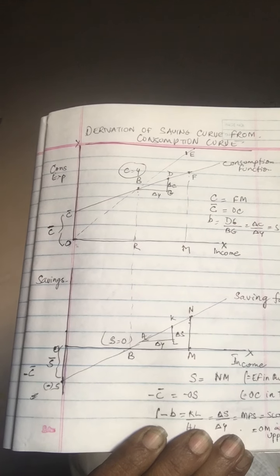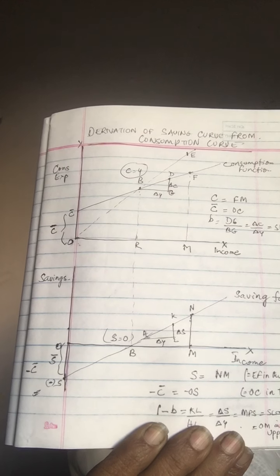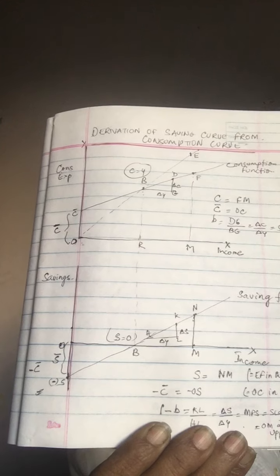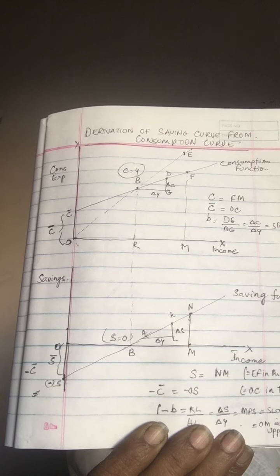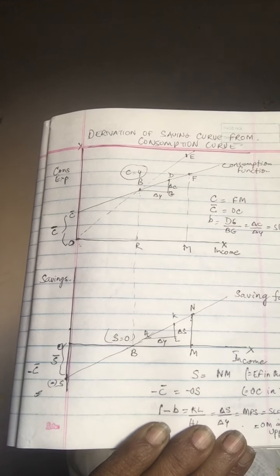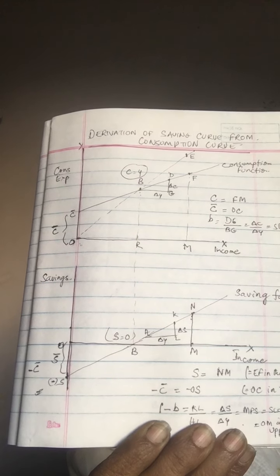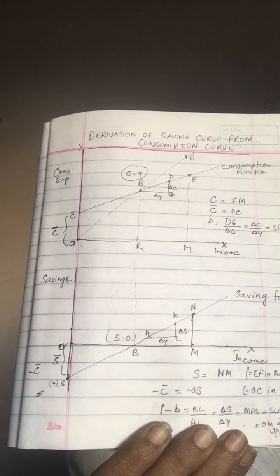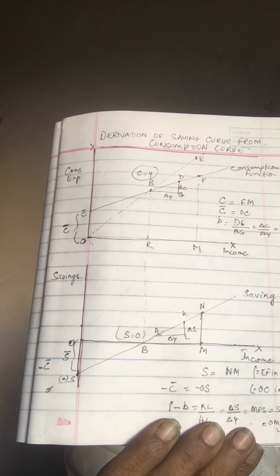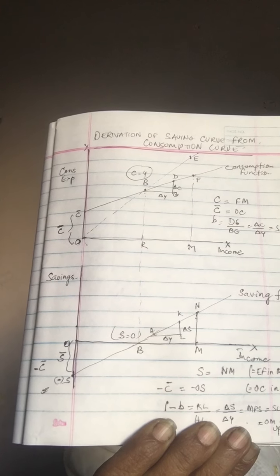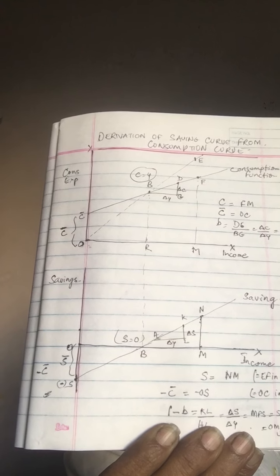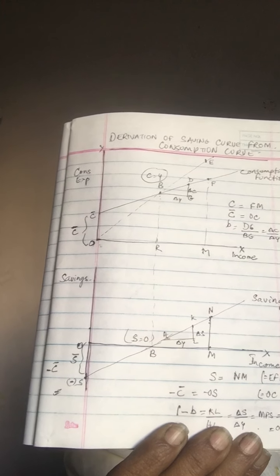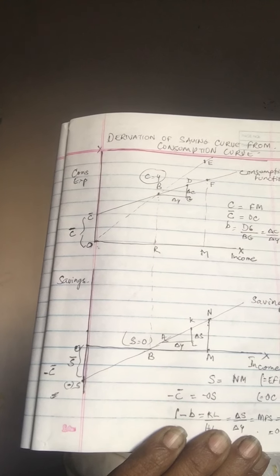So here, can you see CF? CF represents the consumption function, and you know that C is equal to C dash plus bY. What is C dash? That is autonomous consumption, that is OC, plus bY, which varies with the national income, OM. Now C would be equal to FM. That means if M is the full employment income, at that level of income OM, total consumption is given as FM.